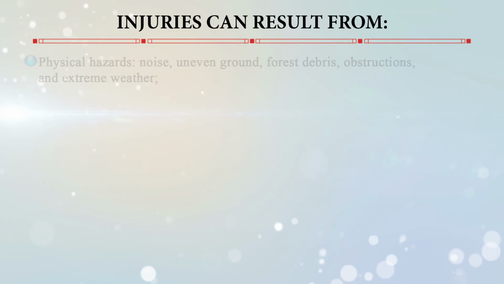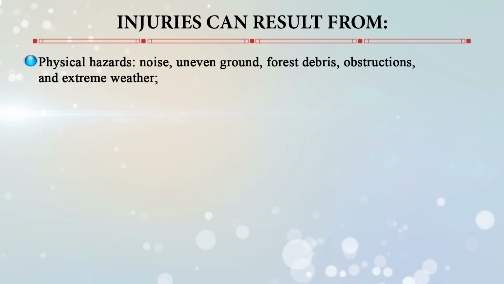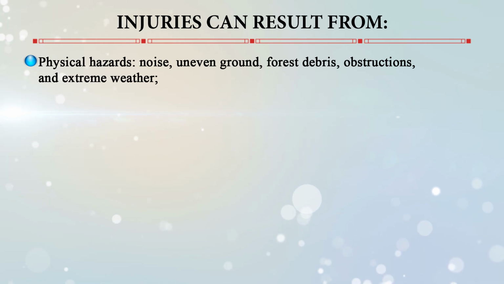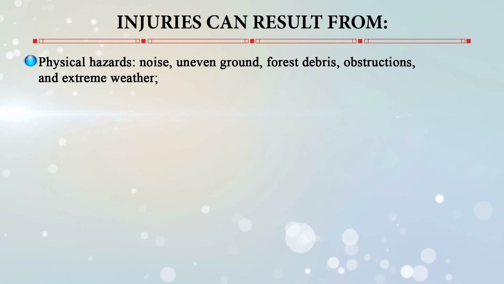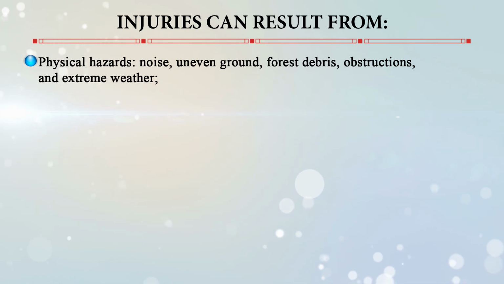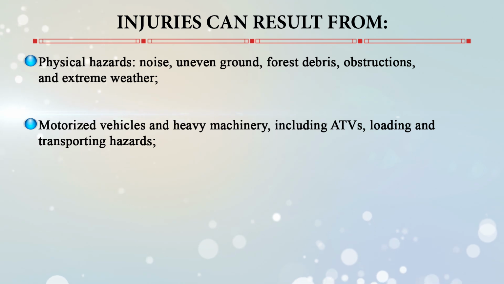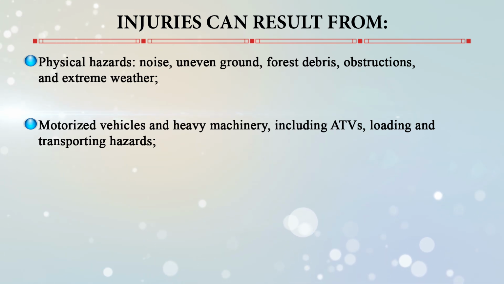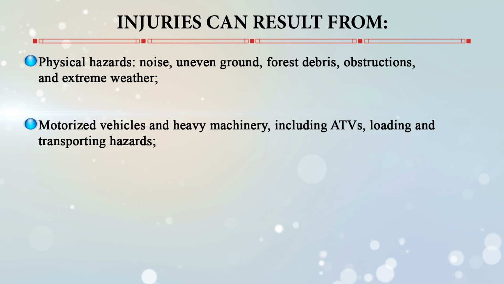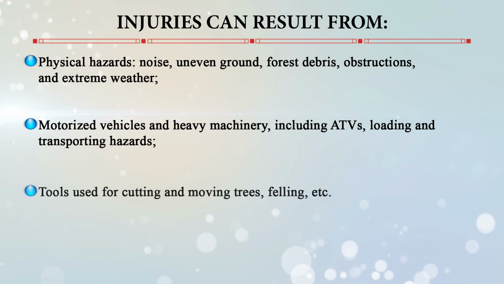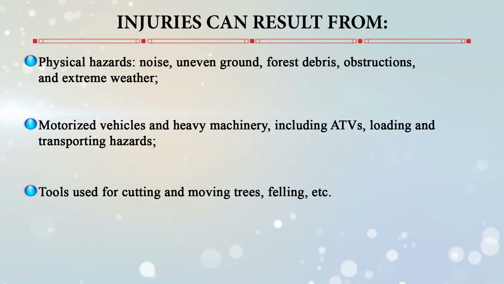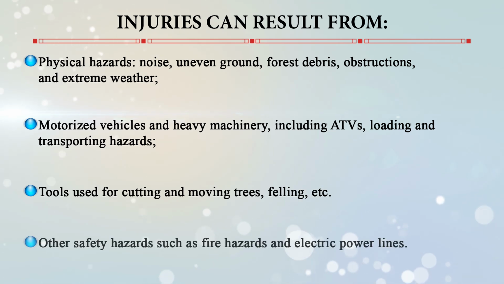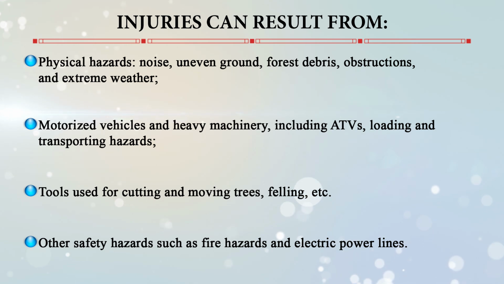Injuries specifically can arise from physical hazards. It could be from noise, uneven ground, forest debris, obstructions and also extreme weather. Motorized vehicles and heavy machinery, including ATVs, loading and transporting, can also give rise to hazards. The tools that are used for cutting, moving and felling trees can also result in injuries and hazards. Other safety hazards such as fire and electric power lines can also result in hazards.